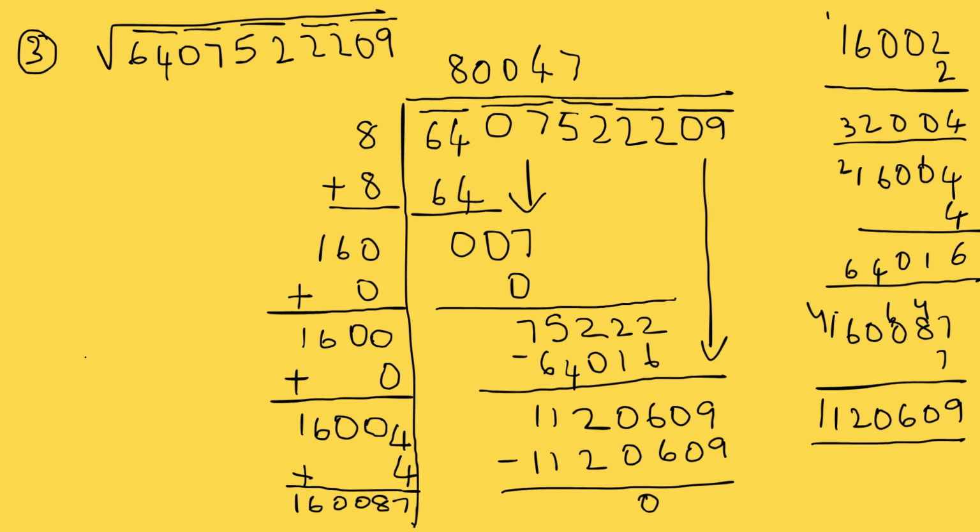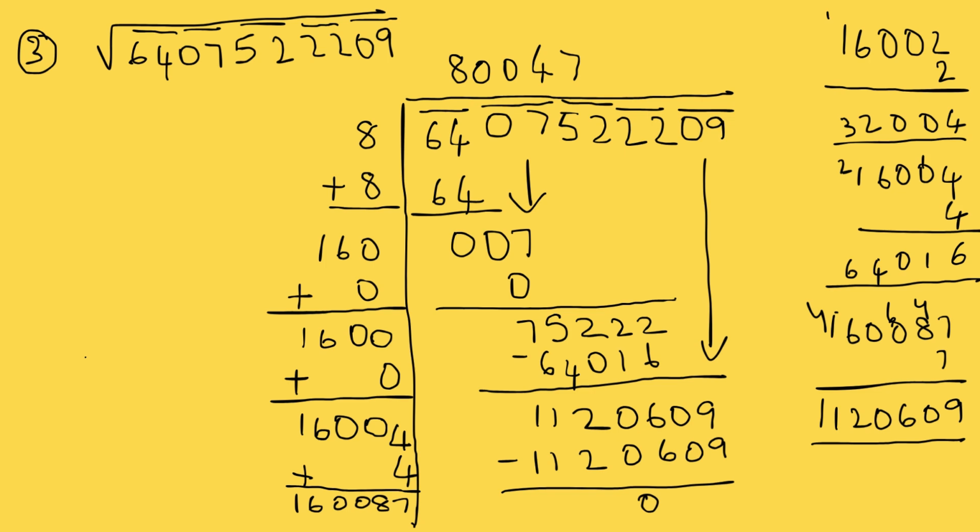Now we have to take a number next to 16, which on multiplying itself by the units digit will give you a number close to 07. But that's not possible, as 16 itself is greater than 7. So we'll put 0 there and make it 160. And we'll put a 0 in the quotient. Now we will add 160 to 0, which will give you 160. And we'll bring down the next period, which is 52.